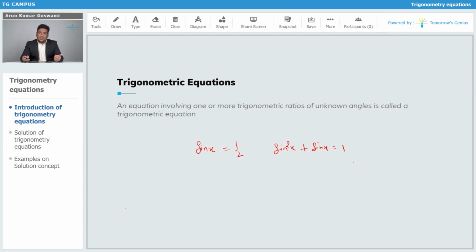But here when we are dealing with the trigonometric equations, we have sine functions. It means the x, the variable here, as you can see, is nothing but the angle of my sine function. It means we need an angle for which this equation will be satisfied. It means we are dealing with the trigonometric solutions, meaning the value of x, or value of angle, for which the equation will be satisfied. So again, trigonometric equations means basically an equation involving one or more trigonometric ratios of unknown angles is called as trigonometric equations.